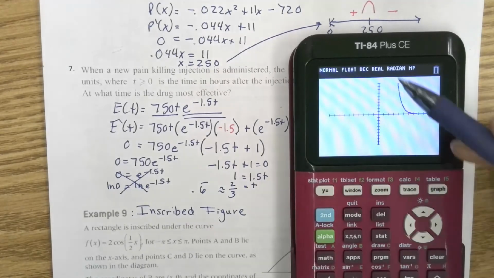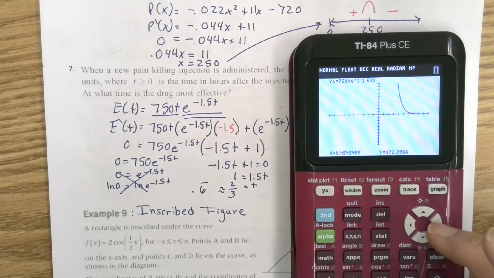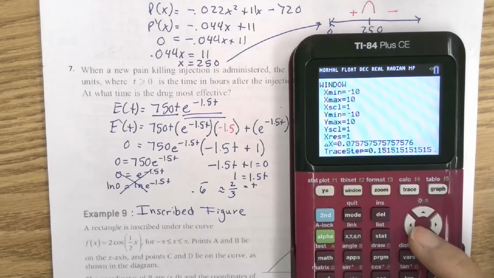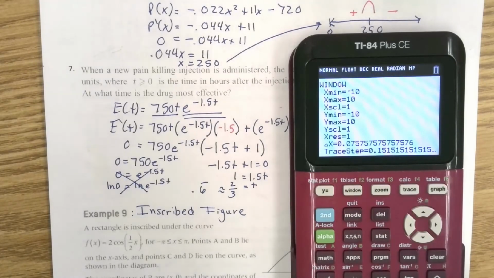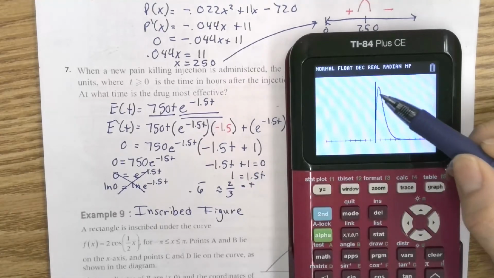So if you're not sure how high to make it, hit your trace key and you can kind of cheat. Look at your Y values. See how high up they go. 144, 172. It looks like it goes up as high as 182. So I'm going to go to my window and I'm going to maximize my Y value out to, let's say, 200. And that should give us a better view of the maximum that we're looking for in our graph. There it is. We're trying to find this point right here.